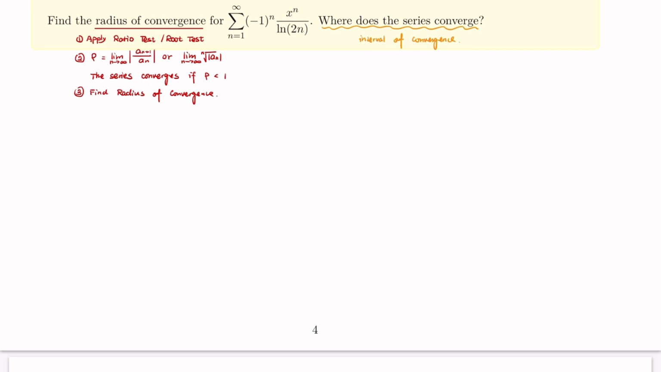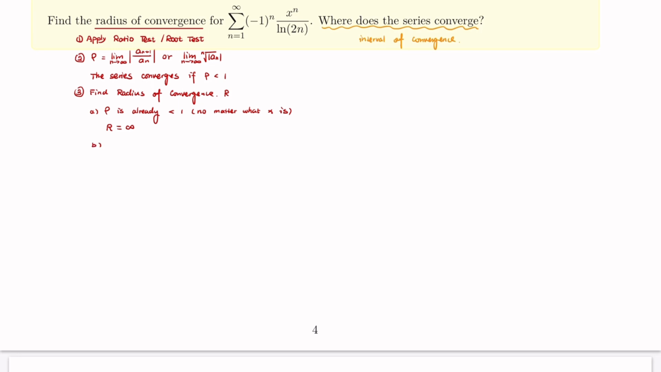This is R. How do you know which one is which? For example, you have 3 options. Option A: if your rho is already less than 1, no matter what x is, that means it always converges. It converges everywhere, so my radius is infinity. Then there are no endpoints, so you don't need to check endpoints, you don't need to do anything. You can stop here. Your series converges everywhere.